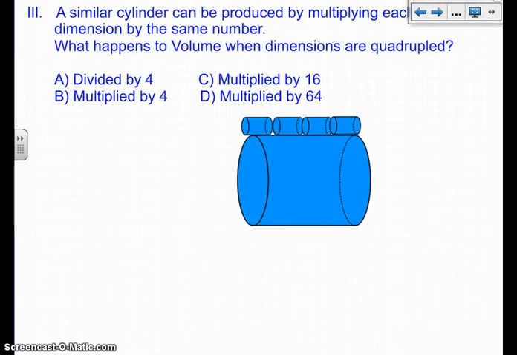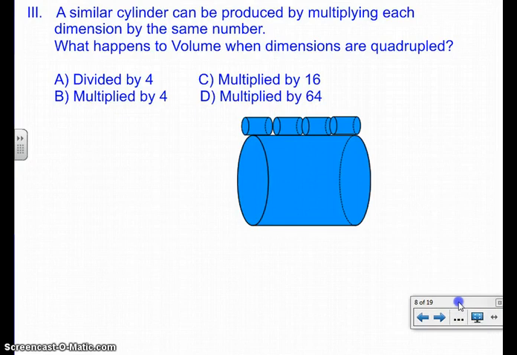You don't need to write this question, but take a moment, freeze the video, think about this, and then we're going to come back and give our answer. So what does quadruple mean? What are we multiplying by? 4. You have to know that, because that's in this question. We're producing a similar cylinder by multiplying all of the dimensions of the cylinder by 4. So what will that do to the volume when we quadruple all of the dimensions?